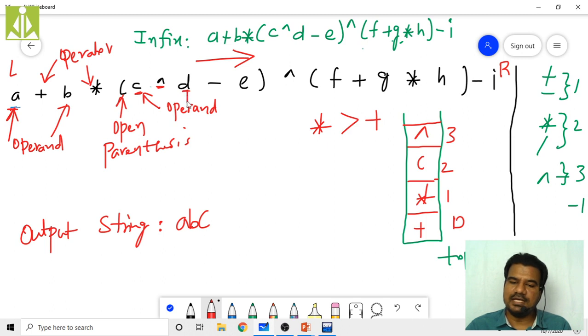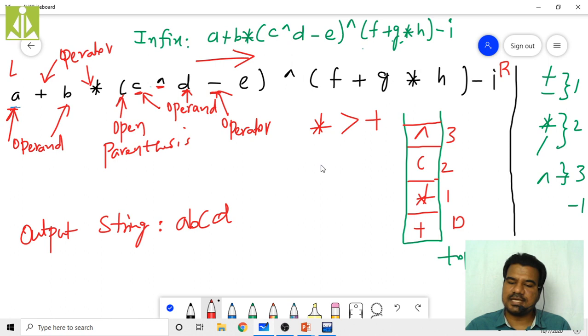Next, what do we have? D. D is an operand only, so add it to the output string. Okay. Then what do we have? The minus sign. This minus sign is an operator.